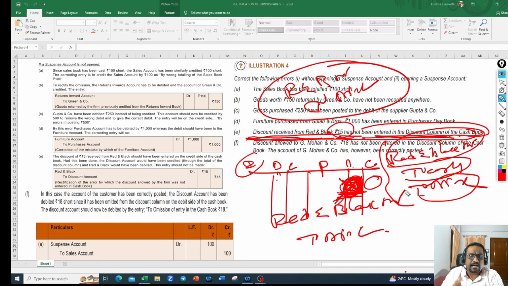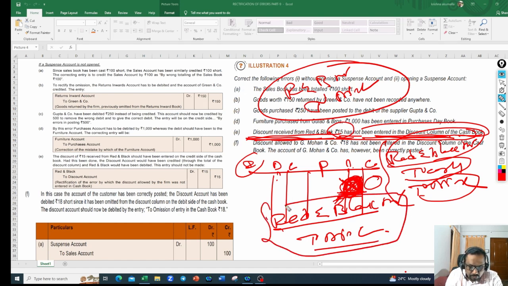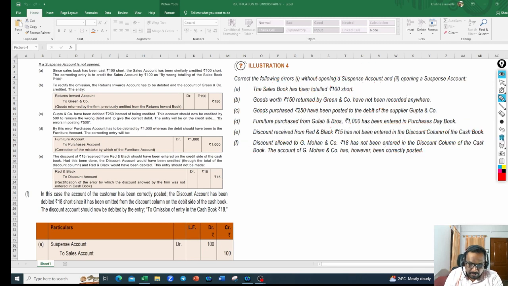So when Red and Black is receiving the amount, he is the receiver, so he is debited. So I need to debit Red and Black and credit discount account. This is the entry I am supposed to post for this transaction. Are you clear? Right.